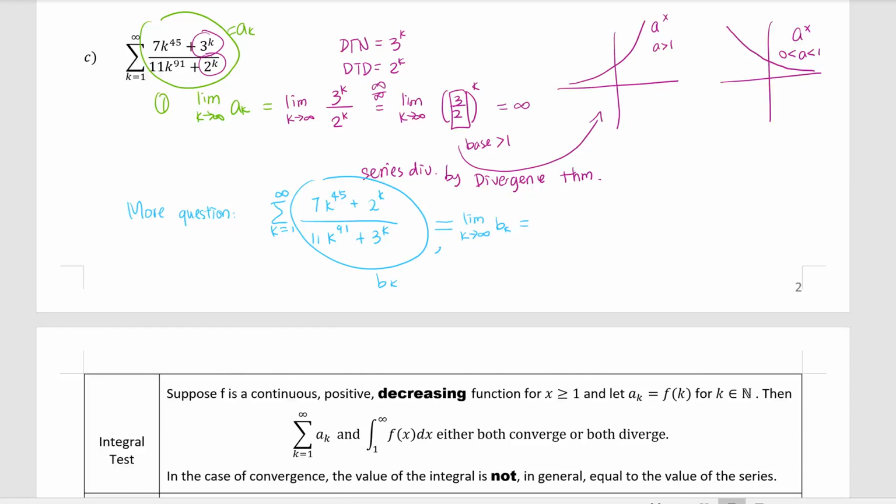They're not equal. The left hand side is the series. The right hand side is the limit of the sequence. They're not equal, so you just put a comma there. Okay? Well, you can see here, now we get the dominant term of the numerator is 2 to the k. The dominant term of the denominator is 3 to the k. So we have 2 over 3 to the k.